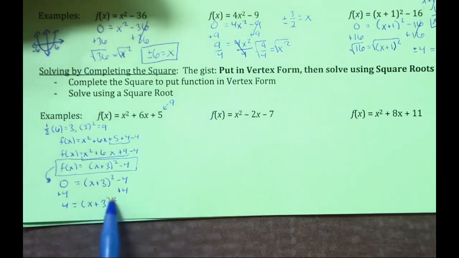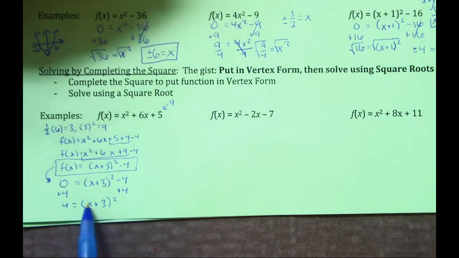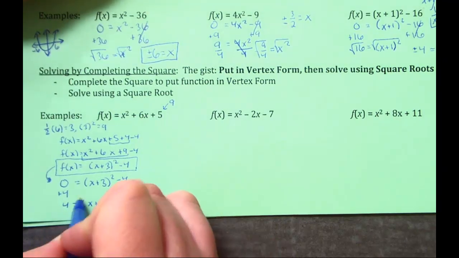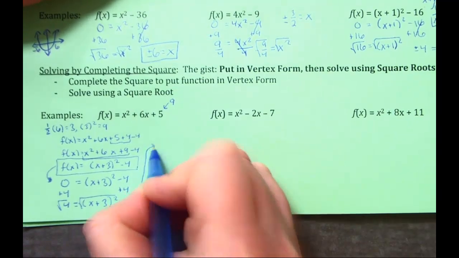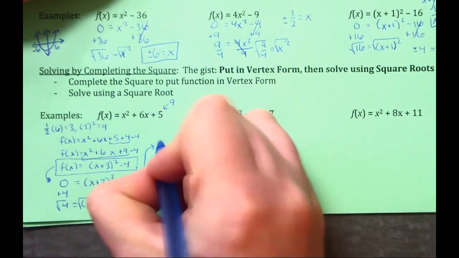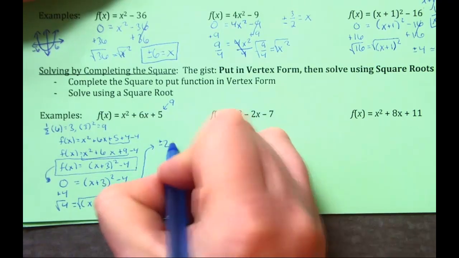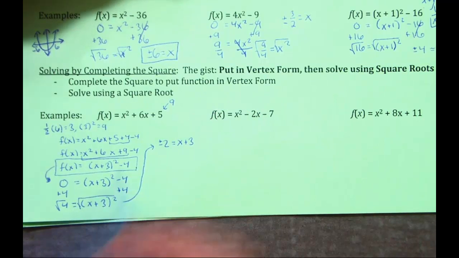Now everything over here is being squared. There's nothing over here that's not being squared. So now we can undo the square by taking the square root of both sides. So we end up with the square root of 4, which is plus or minus 2, equals x plus 3, because the square root and square cancel out.